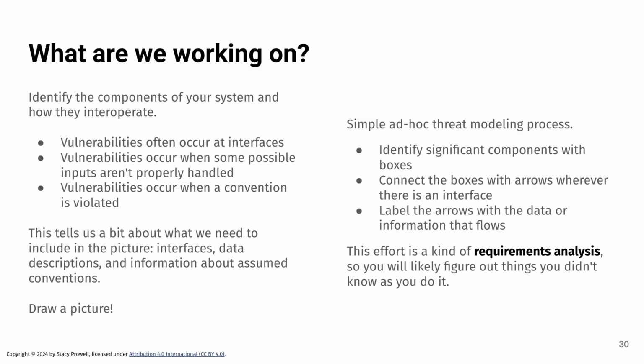Vulnerabilities often occur when some possible inputs aren't properly handled. What if someone feeds me negative temperature numbers or other weird values? Do I handle those correctly, or do I have some kind of problem? And vulnerabilities often occur when a convention is violated. For me to know that, I have to know what the convention is. So I have to say, I assume X. Now I've discovered something. So I look at my code and I say, I assume the first thing is the name of the program. I assume that. And so I have to ask the next question, which is, what if it's not?